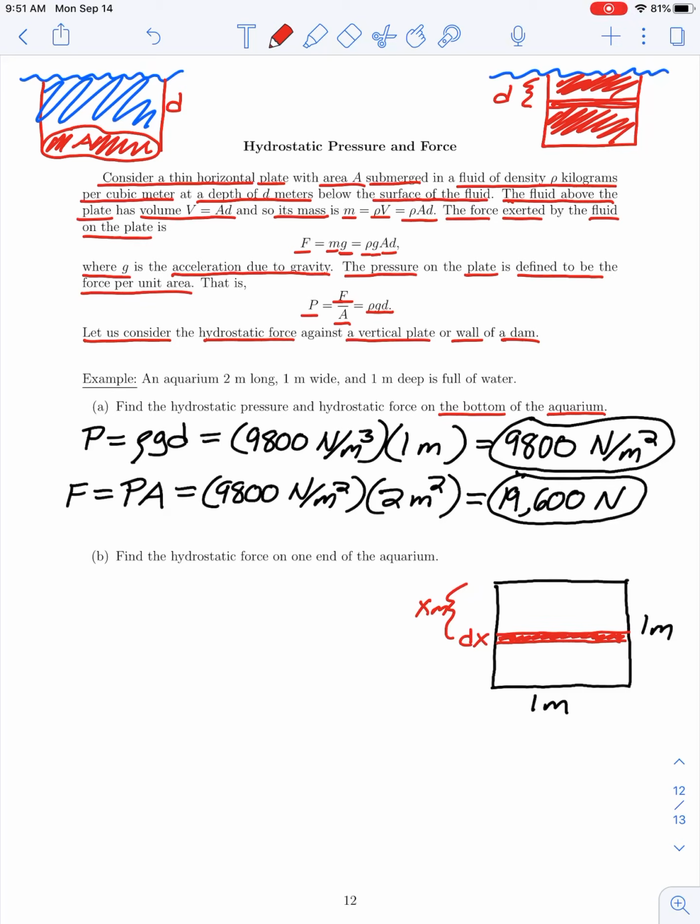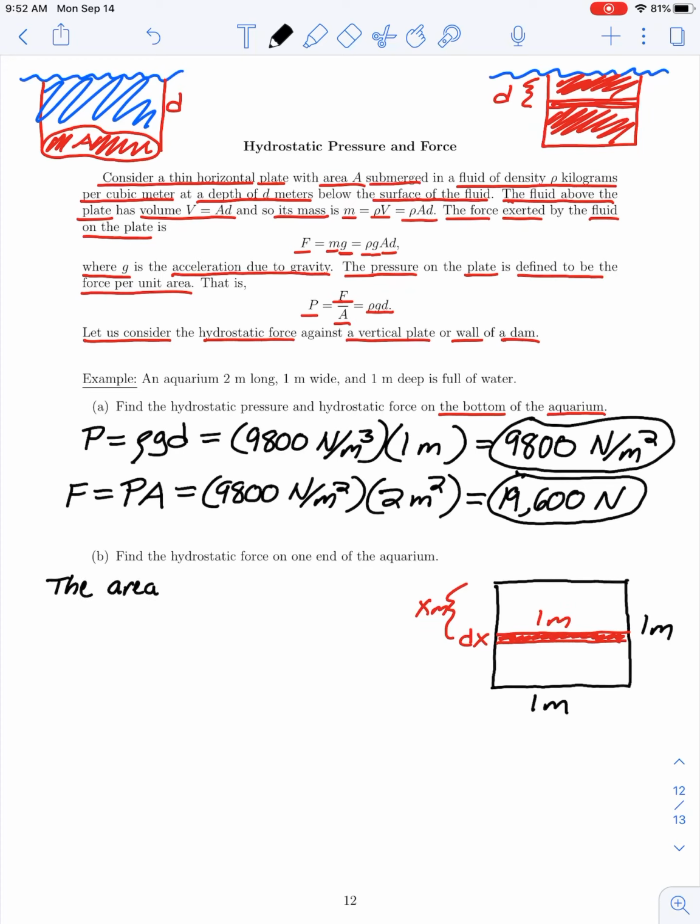And I know that this strip is 1 meter across. It's the same as the width of our tank. So I know how to calculate the hydrostatic force acting on this one strip. I would first need to find the area of this strip, and then I would multiply by the weight density of water times the depth at which this slice is submerged. So let's start by calculating the area of this segment or this slice.